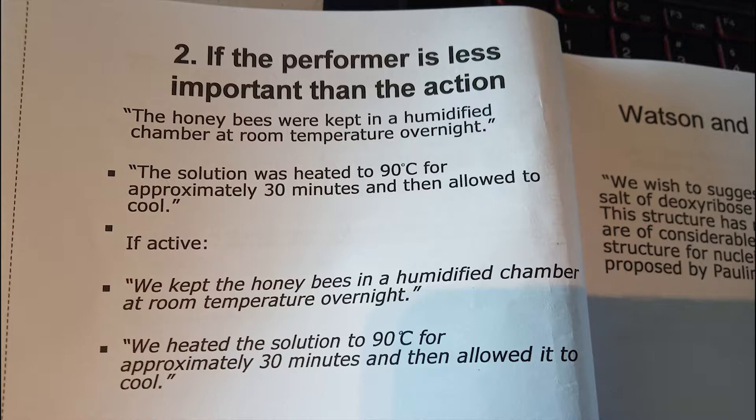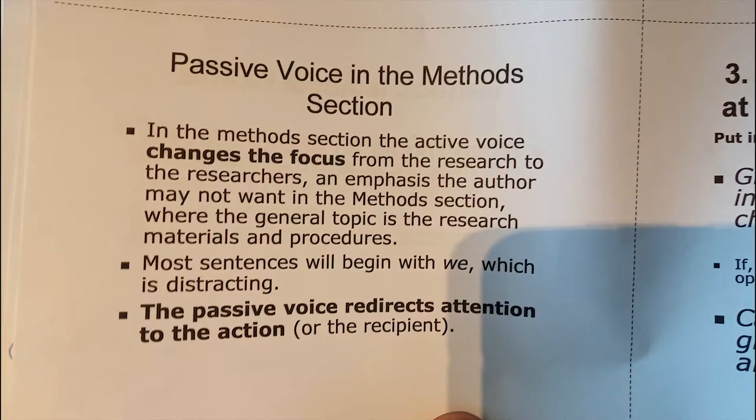Now, it's my method section, so you know it's me. It's not necessary for me to tell you. I'm not being more clear if I use we. And it overemphasizes myself. I don't want to do that in my methods. So I prefer the passive voice in my methods. Or the solution was heated. If I make this active, I have to say we heated the solution. I don't want to do that. It overemphasizes myself, so I prefer the passive in my method section.